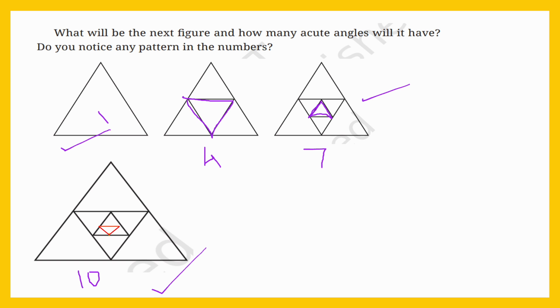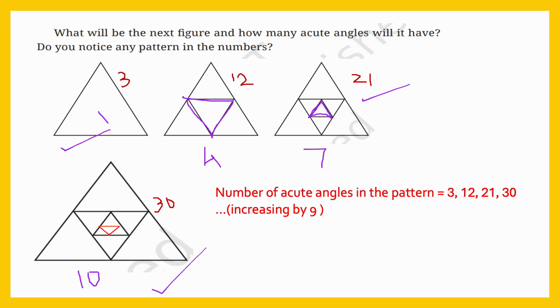Then what about the acute angles? We have seen in the first figure 3 acute angles are there. In second figure 12 acute angles are there. 4 into 3, 12. Then in the third figure 7 into 3, 21 acute angles are there. Then what about fourth figure? We have 10 into 3, 30 acute angles are there. Okay. So number of acute angles in the pattern is like this: 3, 12, 21, 30. That is increasing by 9. Number of acute angles increasing by 9.